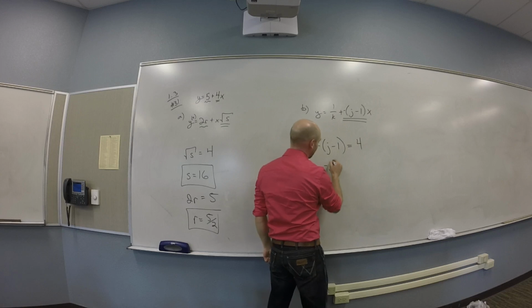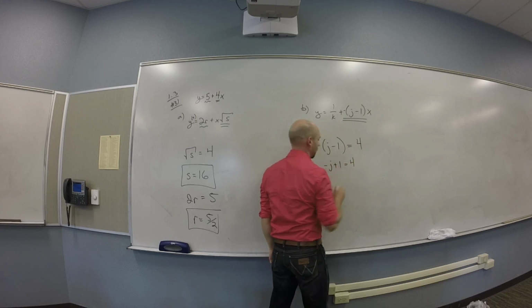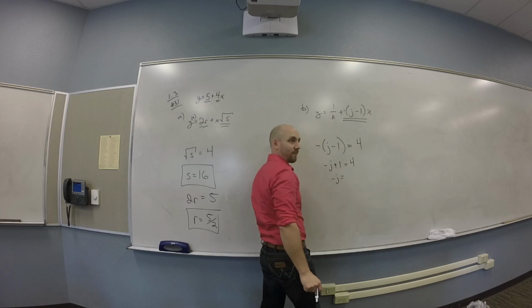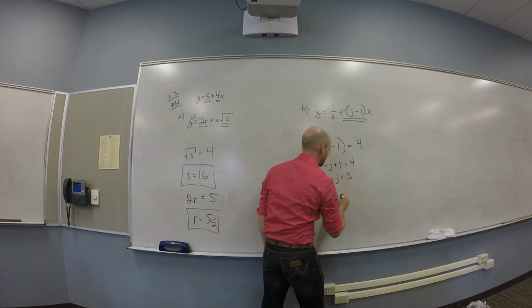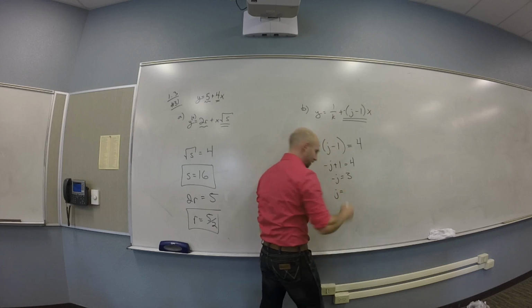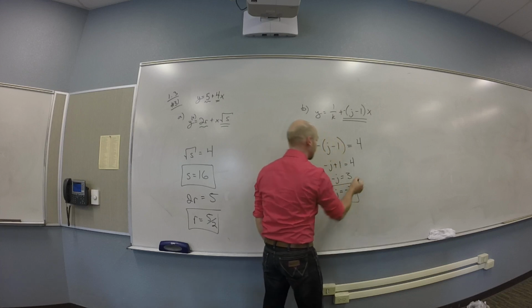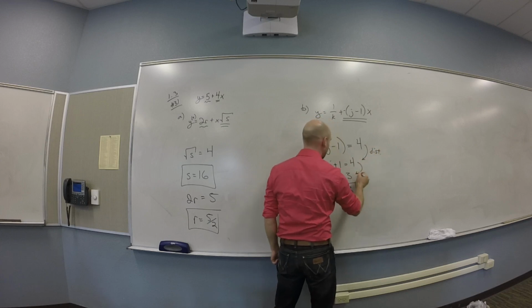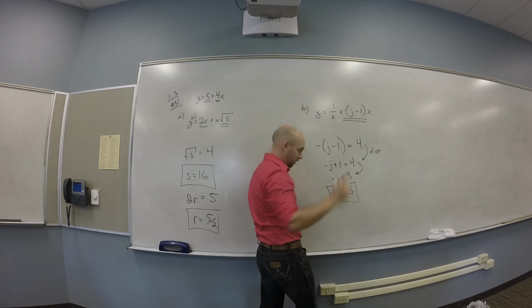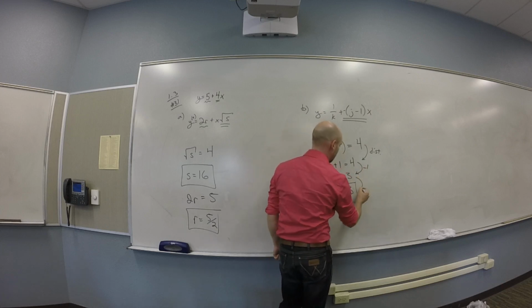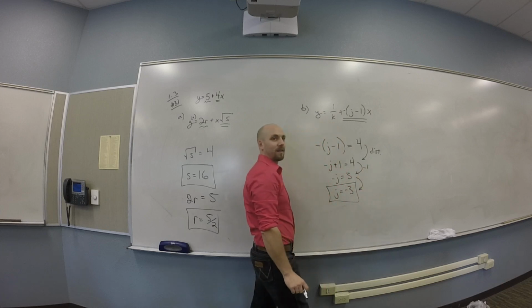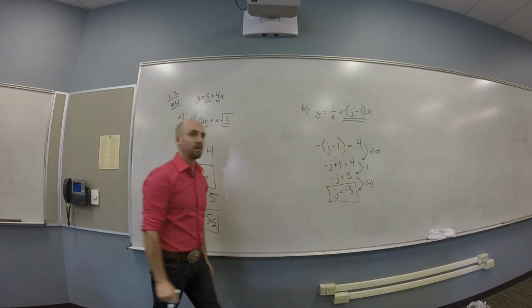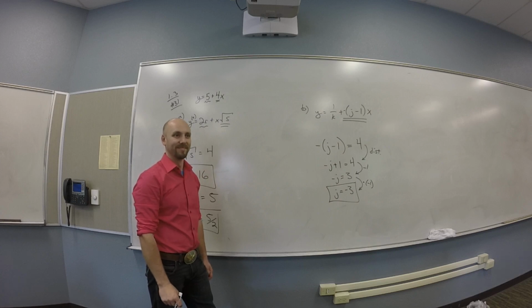So I got negative j plus 1 is 4. So negative j is 3, so j is negative 3. If I was being good about my labels, I'd say what I did here: I subtracted 1 from both sides, and then multiplied by negative 1 on both sides, or divided by negative 1. Same thing.